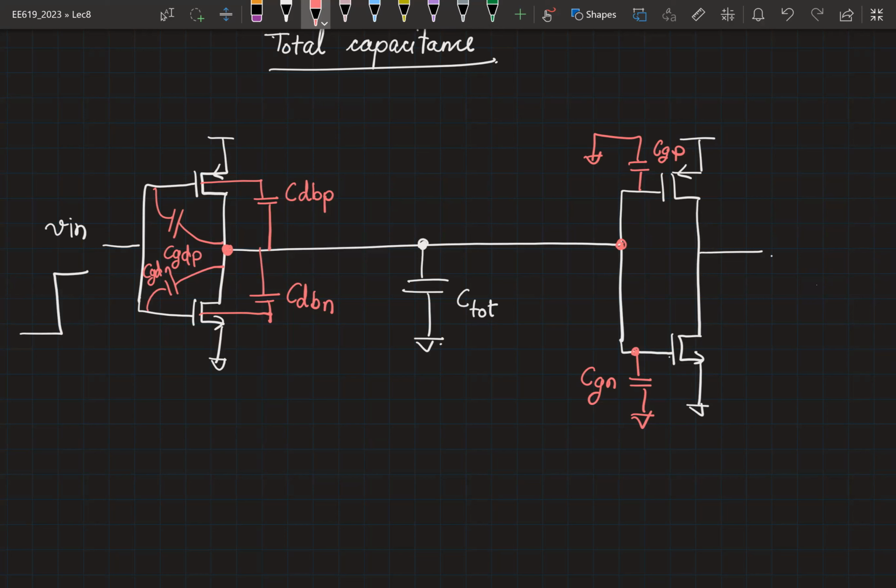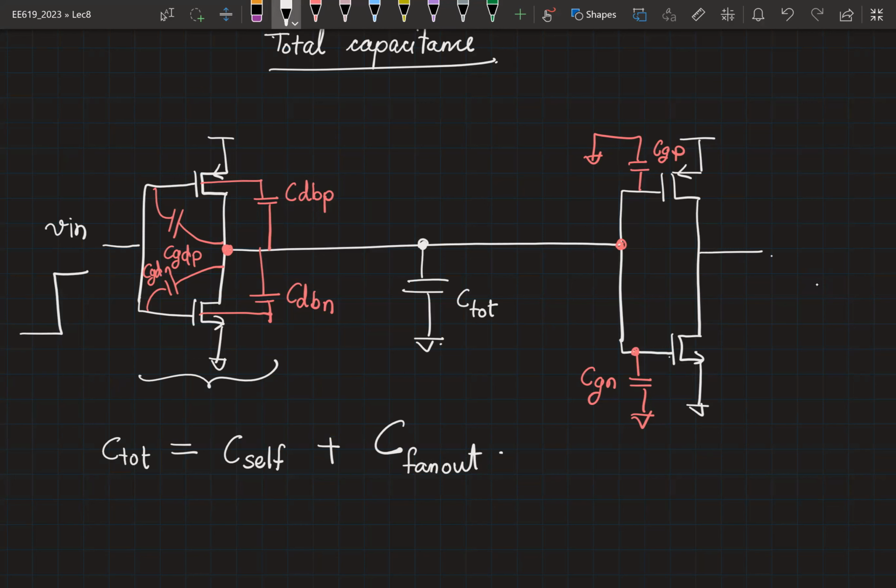So now I can write this total capacitance as a sum of two distinct capacitances. One is the capacitance due to the driver inverter, which I will call the self capacitance. So this is C self plus any load that is connected to this node, right? So C load, or I can also call it C fan out.